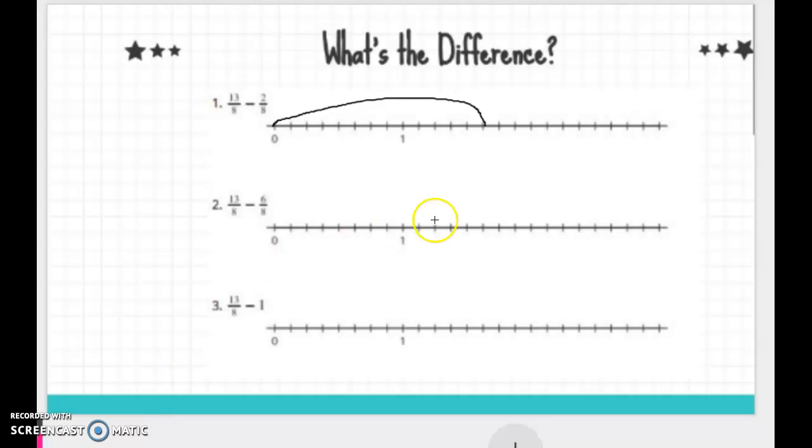And then they want us to go back 2 eighths. So 1 eighth, 2 eighths. And I would be right there. So my answer would be 8 eighths, 9 eighths, 10 eighths, 11 eighths. 11 eighths is the same as 1 and 1 eighth, 2 eighths, 3 eighths.